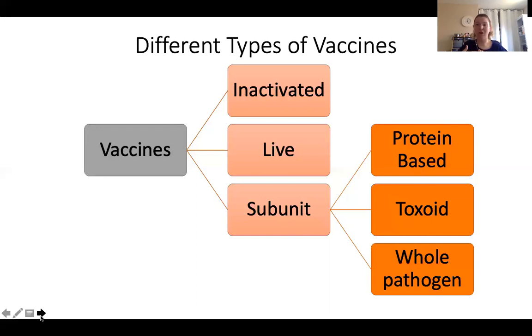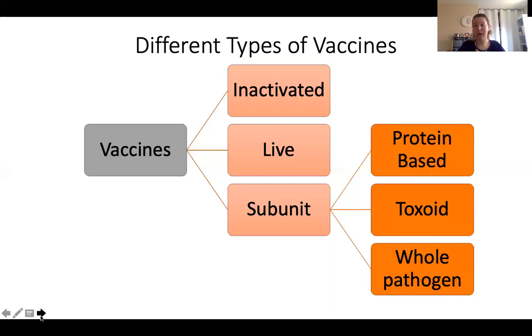Same thing with toxoid. It uses a toxin instead of a protein unit. So a really great example of a toxoid is the DTaP vaccine. We all have it. We all get it more than once. That is the only widely marketed toxoid vaccine as known.